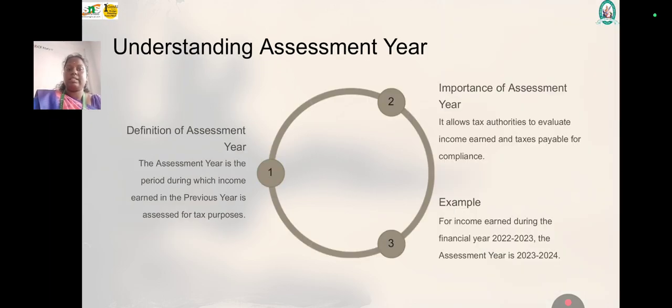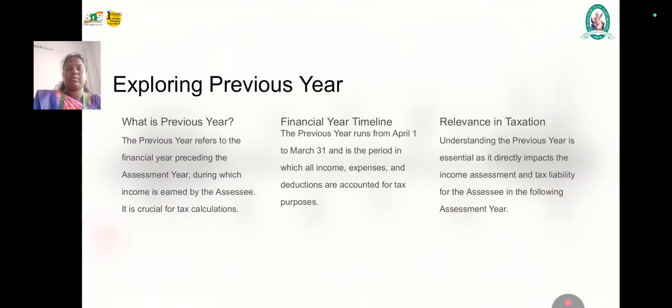Next is what is assessment year. We have seen that assessment year is the year following the previous year for tax purposes. It allows tax authorities to evaluate income earned and tax payable for compliance. So if the previous year is 22 to 23, the assessment year will be 23 to 24.